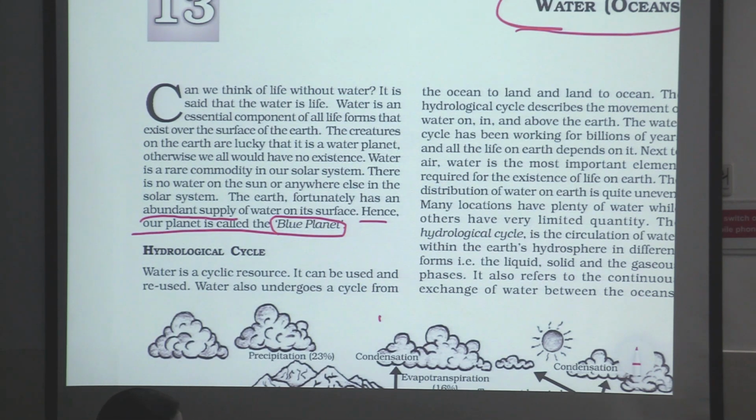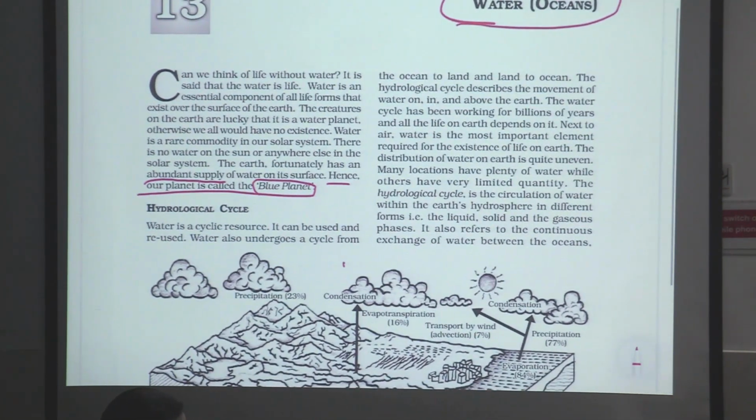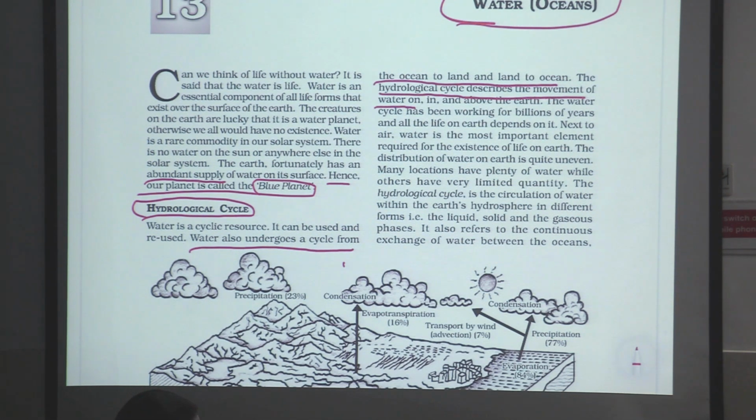Now, if I have to talk about water in slightly more detail at a very elementary level, it's the hydrological cycle. Before I proceed further with the hydrological cycle, which reads in our NCERT, water also undergoes a cycle from the oceans to land and land to ocean. The hydrological cycle describes the movement of water on, in and above the Earth's surface.